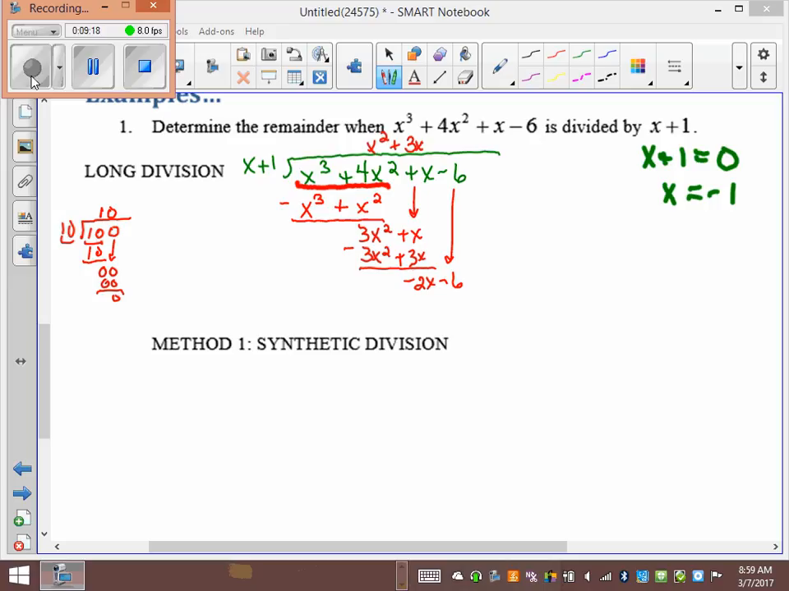Back to this. X times what is negative 2x? Negative 2. Are we supposed to be writing this? Doesn't matter. Negative 2 times 1 is negative 2. And then you subtract them. Negative 2 minus minus 2x cancels. Negative 6 minus a minus 2 is what? Negative 4.